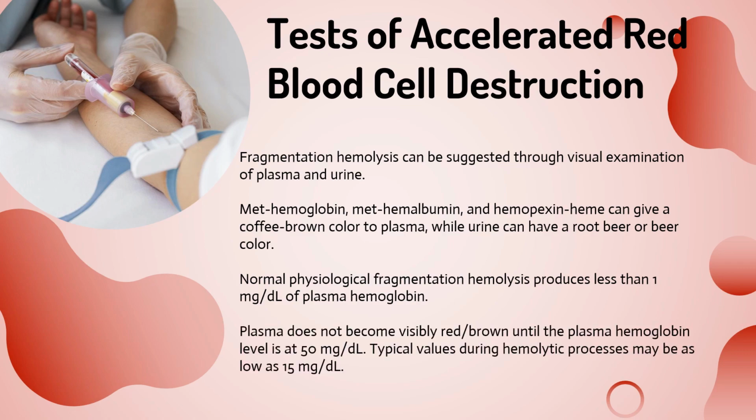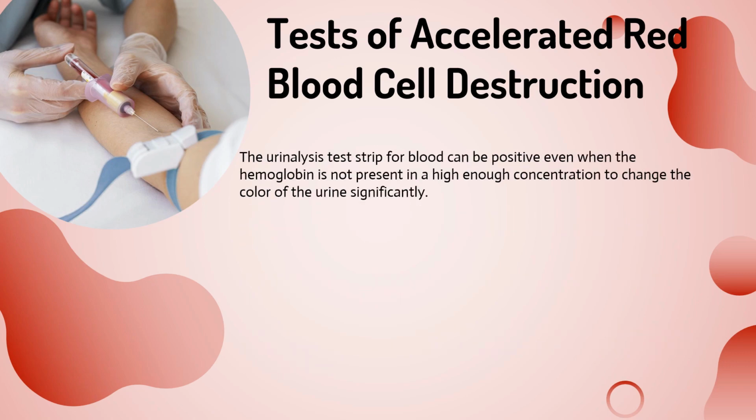Plasma does not become visibly red/brown until the plasma hemoglobin level is at 50 mg per deciliter. Typical values during hemolytic processes may be as low as 15 mg per deciliter. The urinalysis test strip for blood can be positive even when the hemoglobin is not present in a high enough concentration to change the color of the urine significantly.